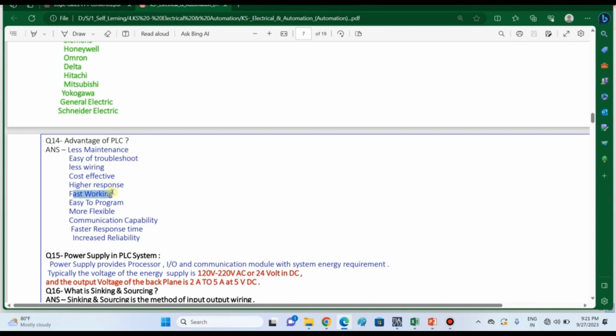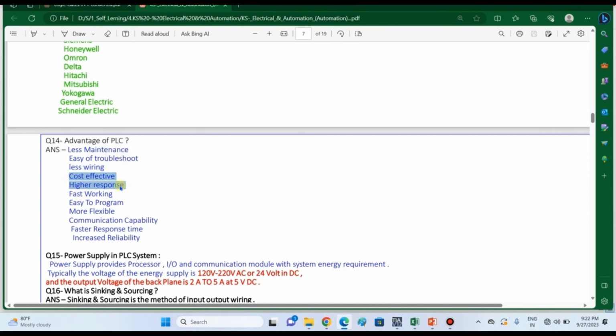Fast working, compared to panels based on relays or contactors. A PLC panel is very cost effective with less wiring. High response, very high response, because a PLC gives response in milliseconds, nanoseconds, not just milliseconds. A PLC gives response in nanoseconds.